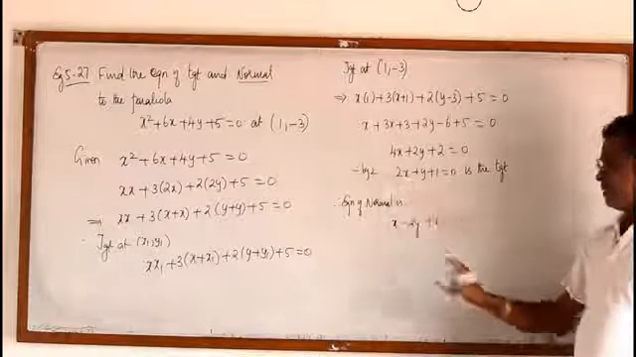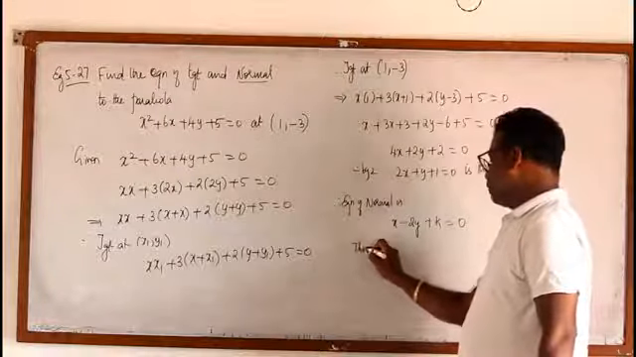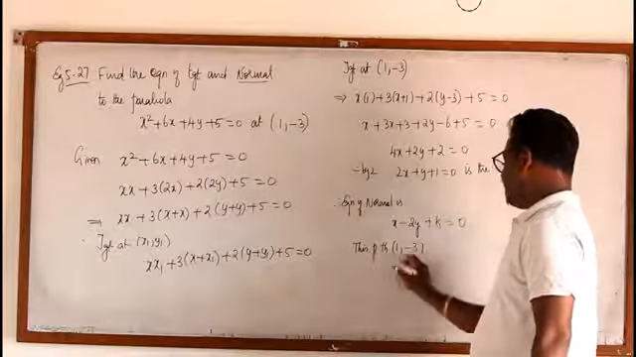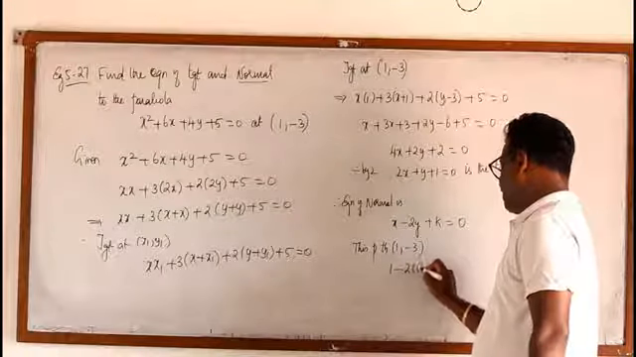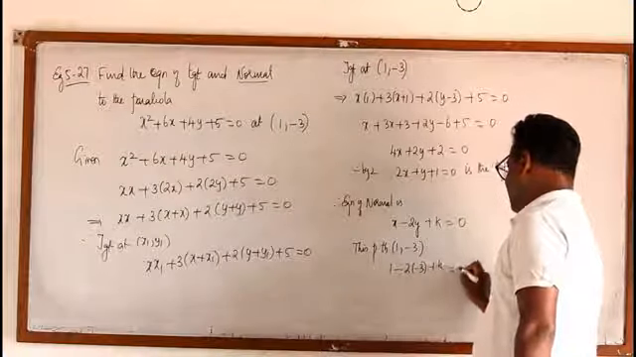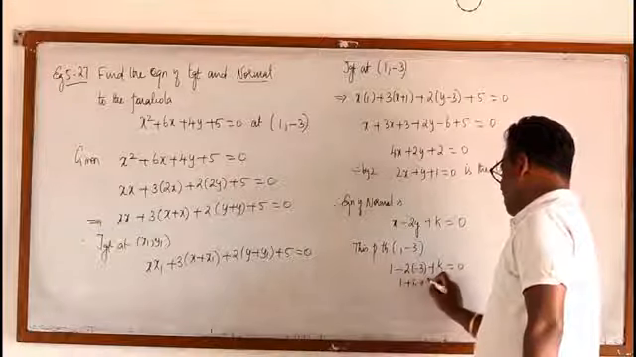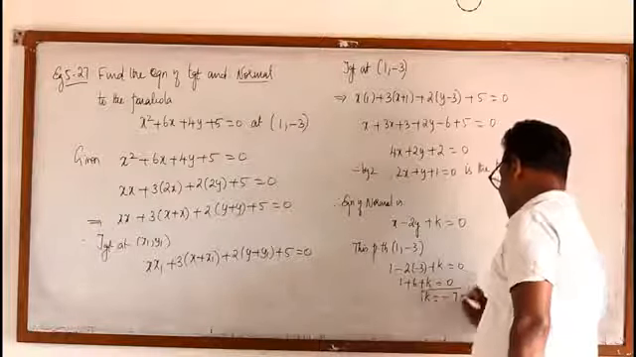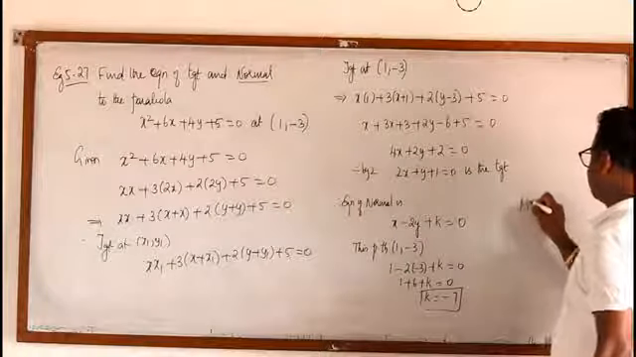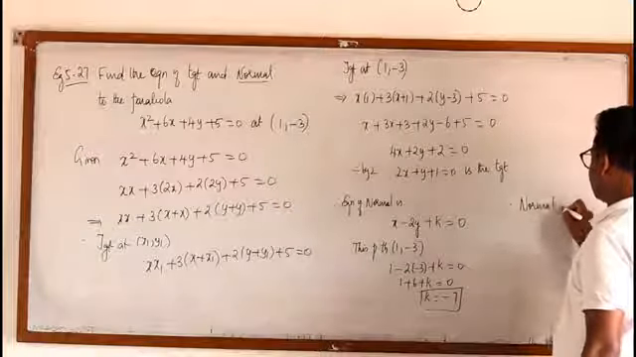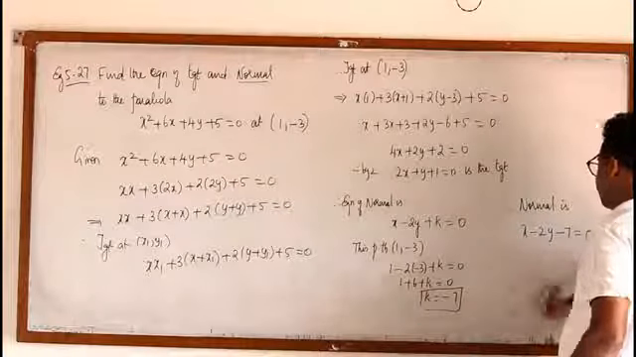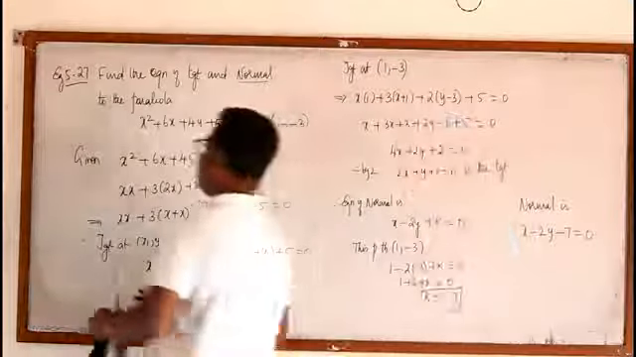Now this passes through the same point (1, -3), then it is 1 - 2 into -3 + k = 0. 1 + 6 + k = 0, so k is -7. Therefore, the normal is x - 2y - 7 = 0. This is the equation of the normal.